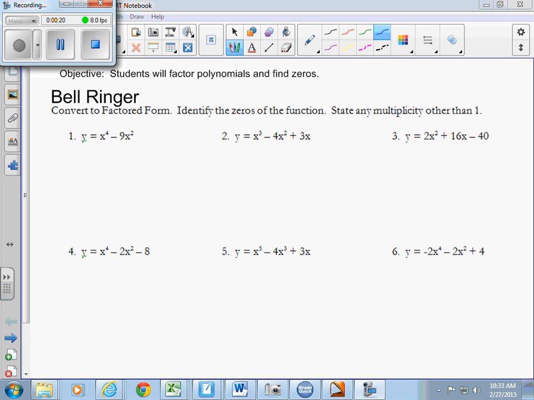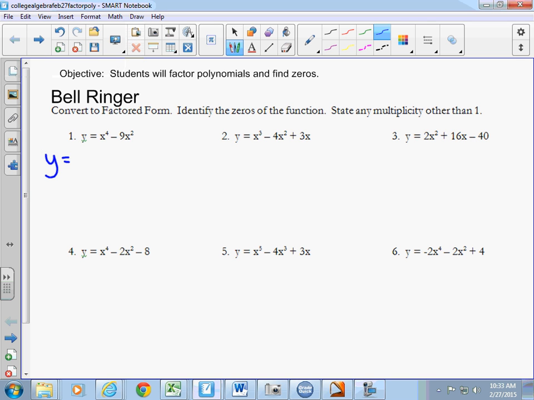Step 2, count the number of terms. If there are 3 terms, then you try to unfoil, right? You remember the factoring rules that we did in the fall. So on the first one, is there a greatest common factor? X squared.